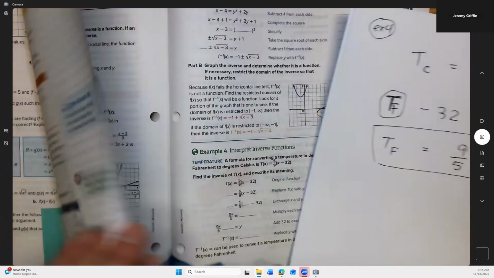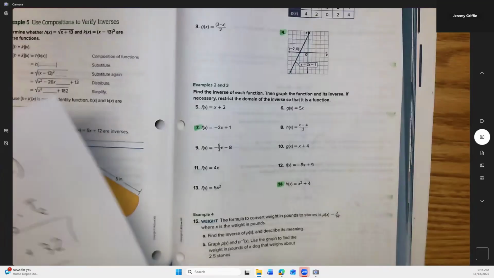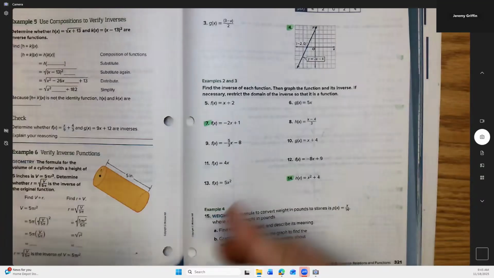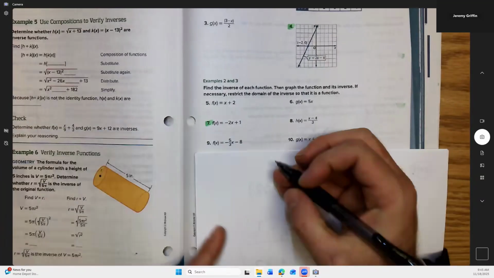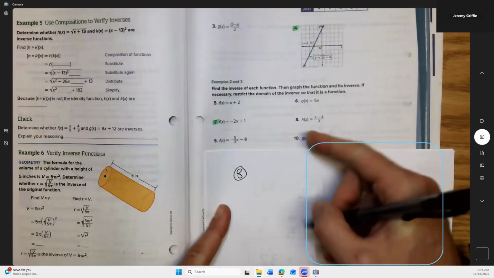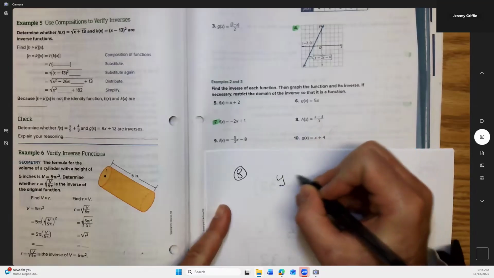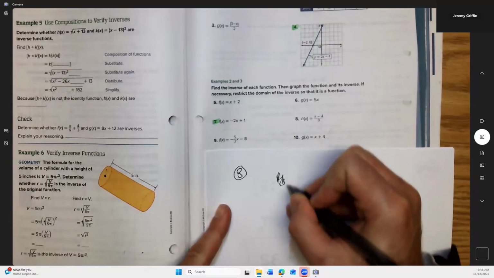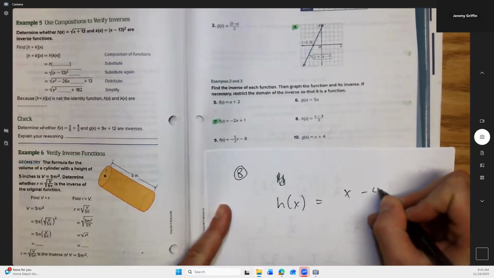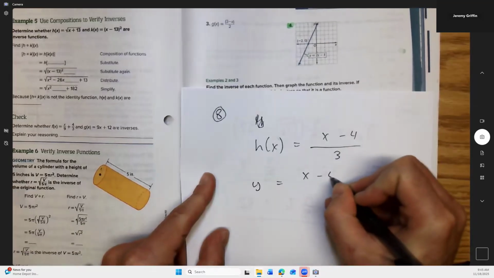How about more generally, something that looks more like a function? What if I do number 8 with you guys? Now it says h of x. I'm just going to change that to y. So I'll start with data. h of x equals (x minus 4)/3, or you could say y equals (x minus 4)/3.